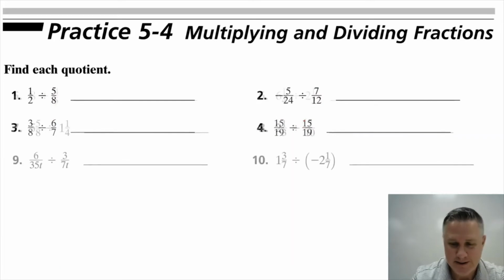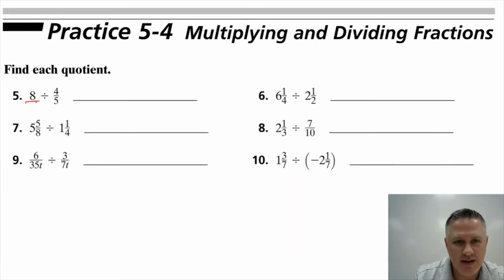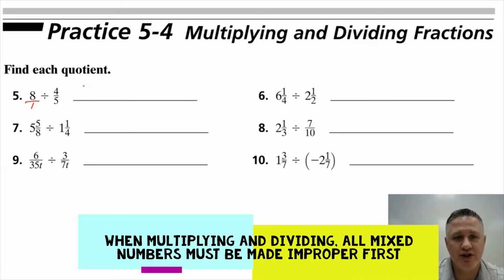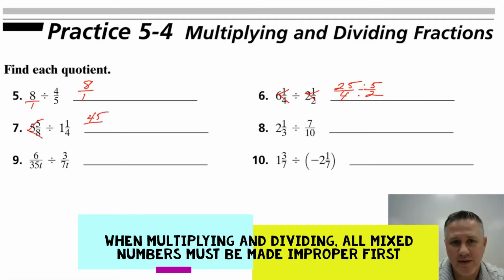Did you guys see that? Okay, hopefully you did. All right, 8/1. We're going to do these individually now. Actually, you know what? Let's change all these mixed numbers to improper fractions. So I've got 8/1. Okay, and let's go over here. I've got 25/4 divided by 5/2. I've got 45/8, and this is something that you guys know how to do already, divided by 5/4. And all I'm doing is just changing these to improper fractions. 7/3. Okay, that's all I have to do there.